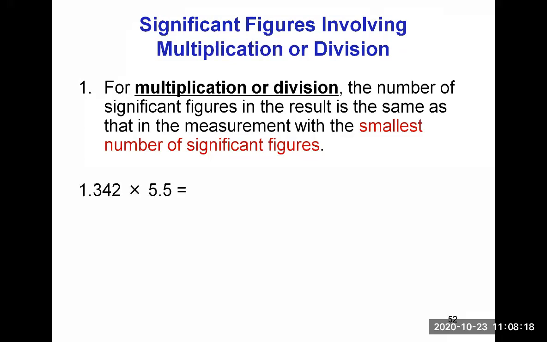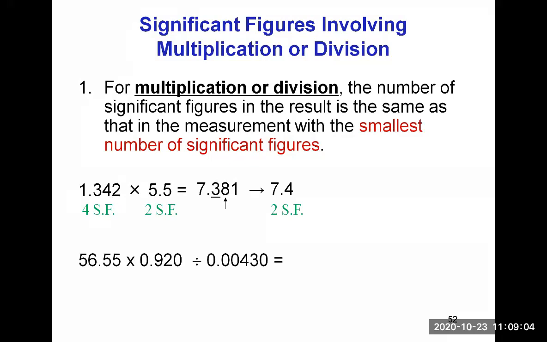Example: 1.342 times 5.5. In 1.342 there are 4 significant figures. In 5.5 there are 2. You do this on your calculator and you obtain 7.381. That's the calculator answer. The calculators don't know about significant figures. You have to do the work. And here, the smallest number of significant figures was 2 sig figs. So that's why we will need to keep the 7 and the 3. That's 2 sig figs. What comes after the 3 is an 8, so you will need to round up. And so the final answer will be 7.4 with 2 significant figures.